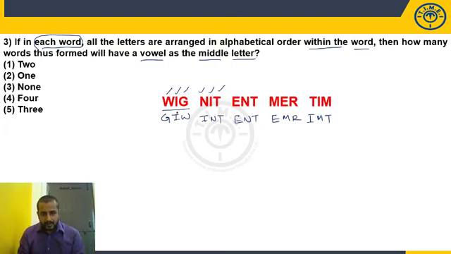So here the middle letter is I, it is a vowel. Here the middle letter is N, not a vowel. Middle letter N, not a vowel. Middle letter M, not a vowel. Middle letter is M, not a vowel.